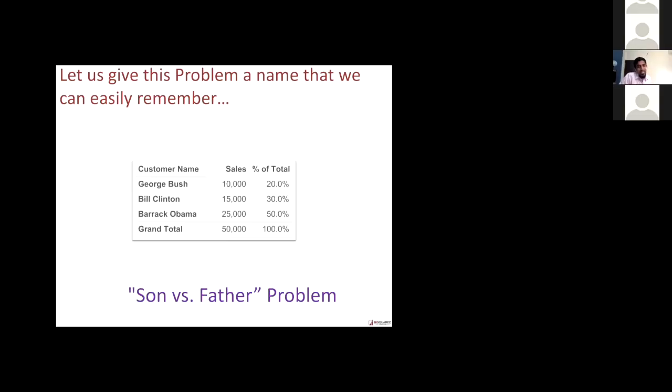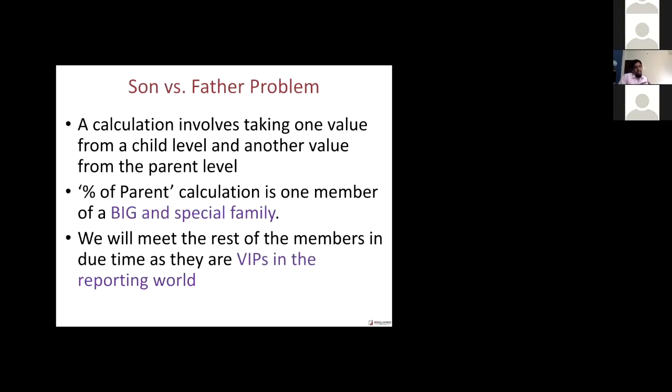So let's summarize this problem also. A single calculation involves taking one value from one level, like customer sales, and then taking another value from a parent level, which is like a grand total level, and then you are dividing, in this case, because we are looking at a percentage of parent. So this percentage of parent calculation is one member of a big and special family. And this family is so important. They are almost like VIPs.